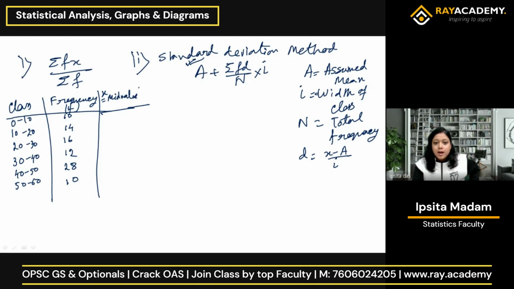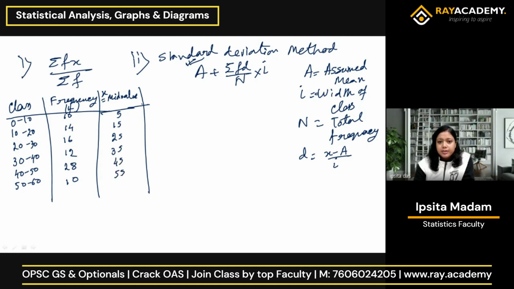That means upper plus lower by 2. So 0 plus 10 by 2, it will be 5. 10 plus 20 by 2, it will be 15. 20 plus 30 by 2, 25. 30 plus 40 by 2, 35. It will be 45, 55.